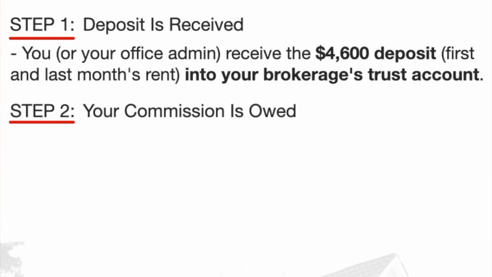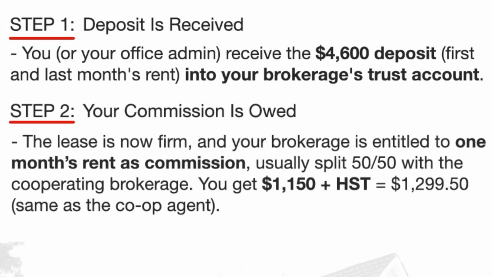Step 2, your commission is owed. The lease is now closed and your brokerage is entitled to 1 month's rent as commission, usually split 50-50 with the cooperating brokerage. You again get $1,150 plus HST, $1,299.50, same as the cooperating agent.